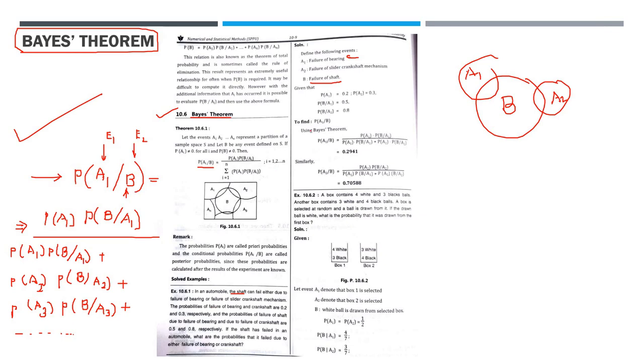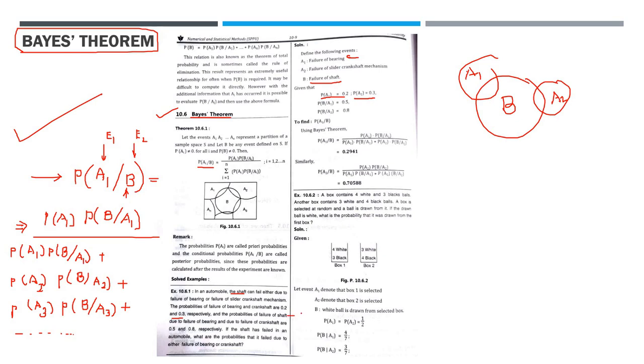Now what we have to find out here, we can write down now. For the bearing, the probability of failure of the bearing is given. For the bearing it is 0.2, so P(A1) is 0.2, and for the slider crank mechanism the probability is 0.3. So P(A1) and P(A2) are known. Here the probabilities of failure of the shaft due to, now here you see the failure of the shaft, are given.